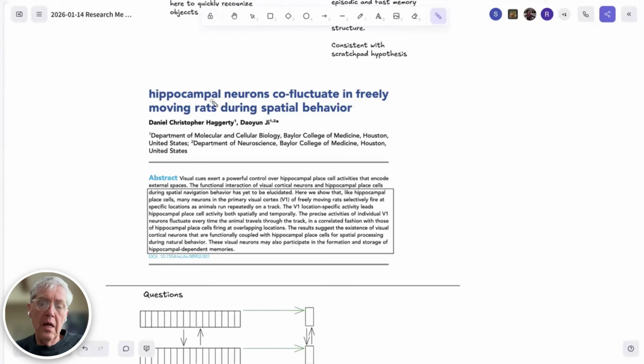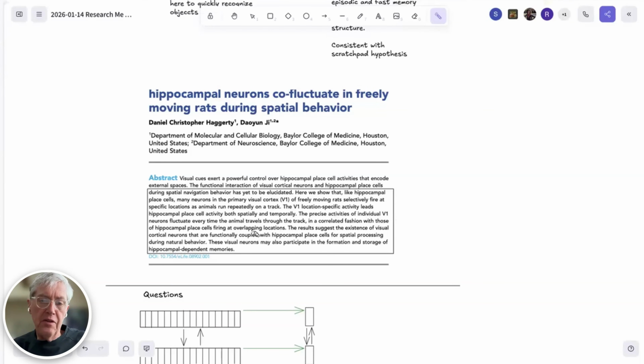I didn't read the whole paper yet, but there's an interesting little thing. I'm just going to read it right down here, starting here. Here we show that like hippocampal place cells, many neurons in the primary visual cortex, V1, in freely moving rats. Okay, it's rats, but still rats. They fire at specific locations as animals run repeatedly on the track. The V1 location-specific activity leads to hippocampal place cell activity, both spatially and temporally.